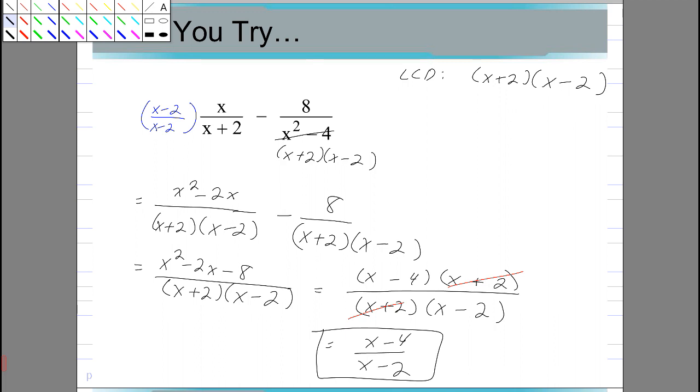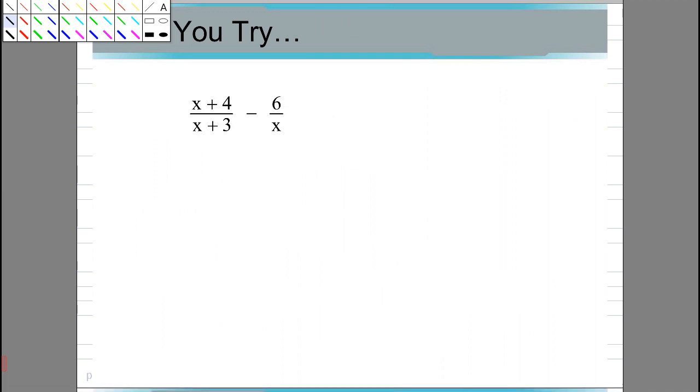Go back through each step. If you find something that's wrong, erase it, go back and work it again. Okay, next one I want you to try. Give you a second to do that.